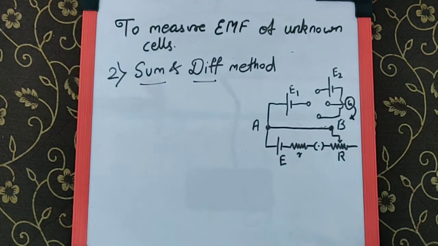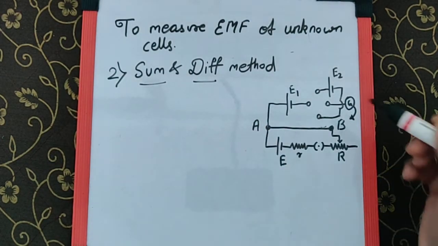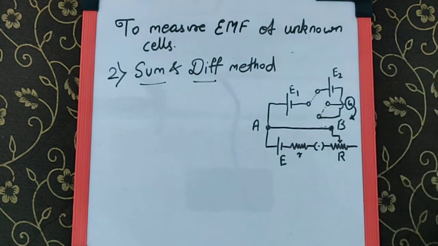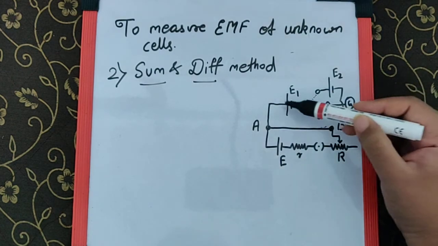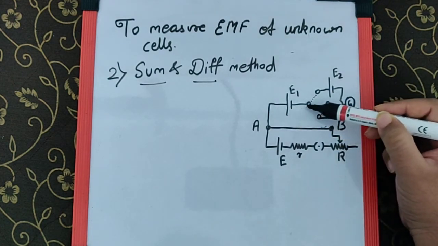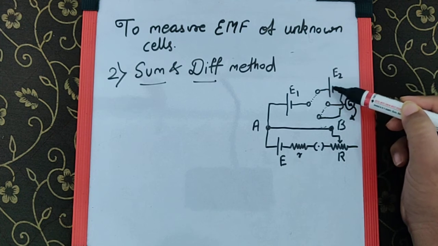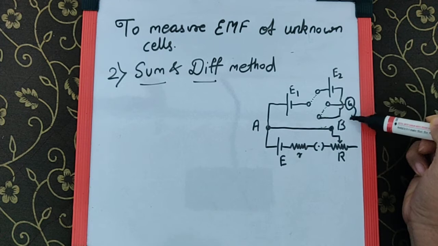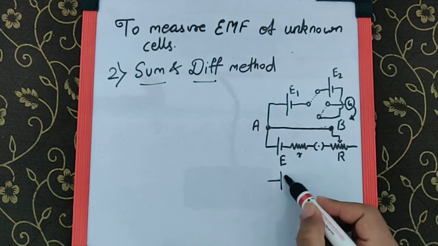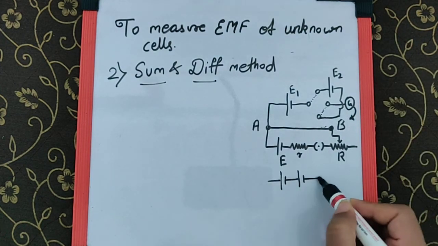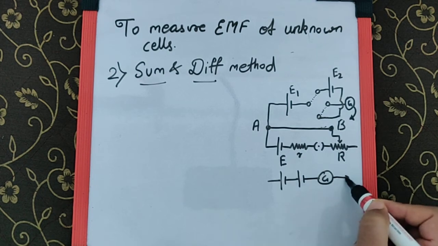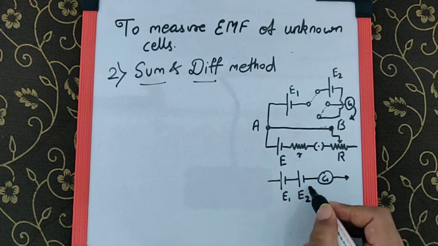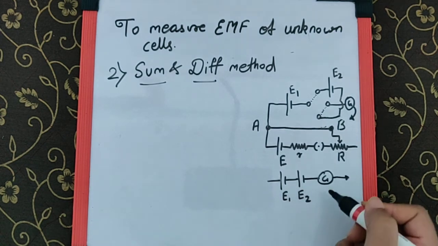Now, this four-way key is going to be used to decide the sum and difference method. How do we do that? Let's say, first of all, we connect these two ends. If you concentrate, the circuit becomes E1 positive negative, then E2 positive negative, then a jump, and then the galvanometer and jockey. So E1, E2 in series. So the equivalent EMF will be E1 plus E2.